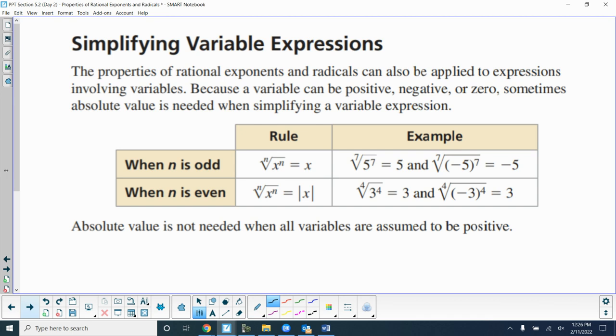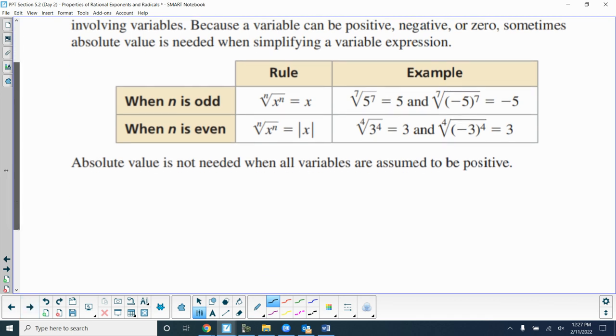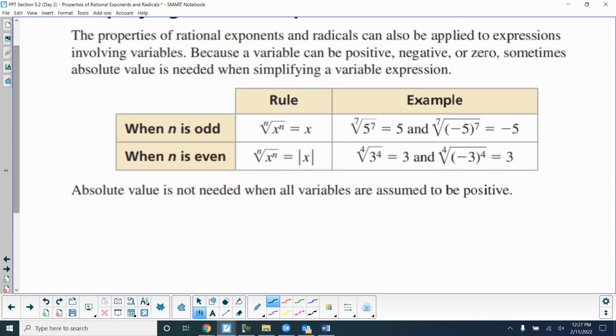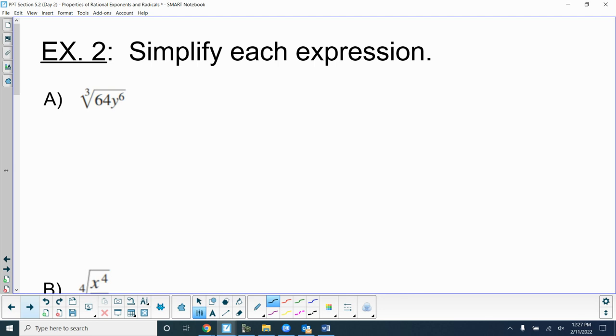So, listen. What's the square root of something squared? Self. What's the 7th root of something to the 7th power? Self, right? What's the 4th root of something to the 4th power? Itself, right? You guys already knew that stuff. I'm not going to worry about absolute value answers. We're just going to realize that if we've got the same exponent underneath an index, they just cancel each other.